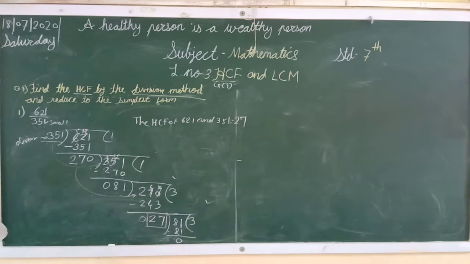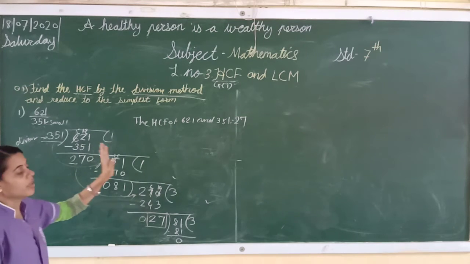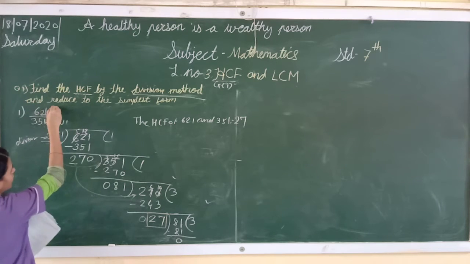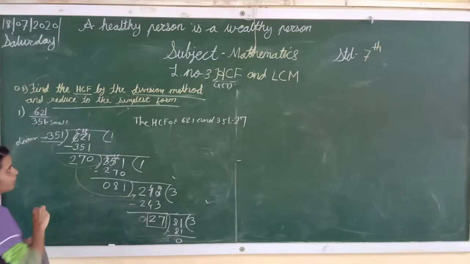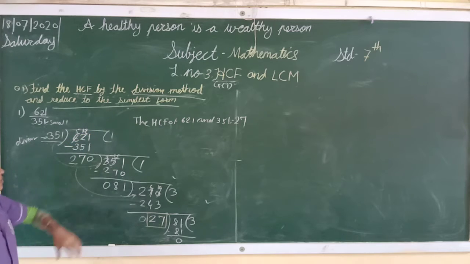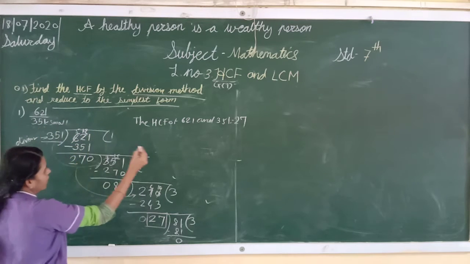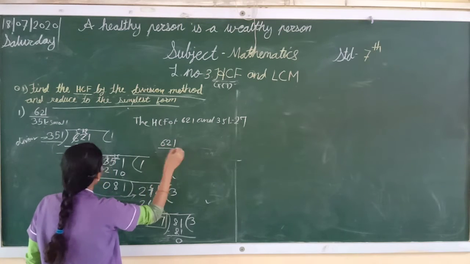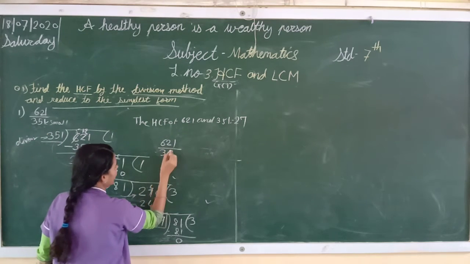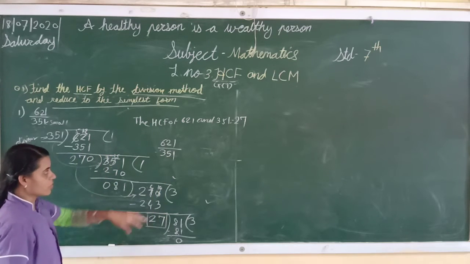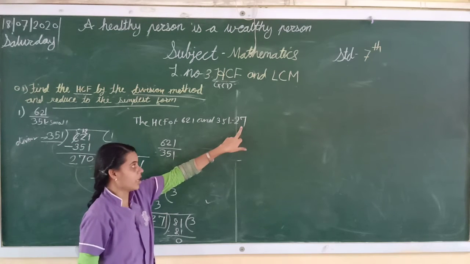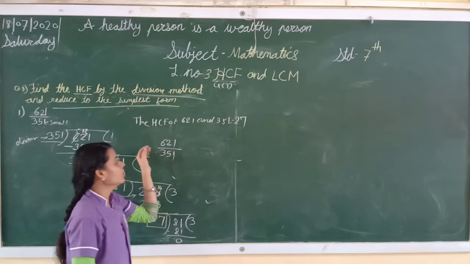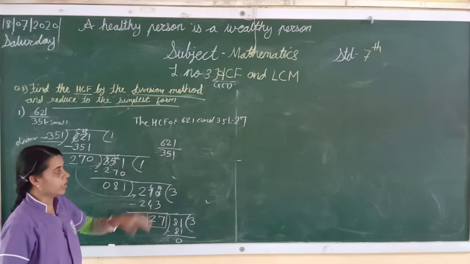Now students, according to this we will solve the practice set. But students, here one thing is given: reduce to the simplest form. This also we have to solve. So how will we solve the simplest form? Here the numerator is 621 and the denominator is 351. Our HCF is 27, so we will divide both the numerator and the denominator by 27.